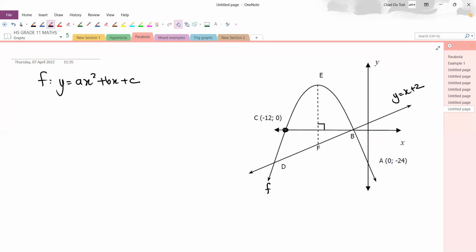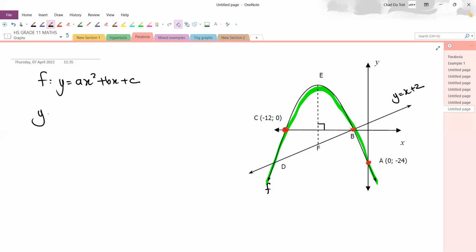Now, I want to know what the equation of the parabola is, this one. Let's look at what I've got. I've got a y-intercept there, and I've got one x-intercept there. I don't have anything else. Is it possible to get the coordinate of B? Yes. How? B is the x-intercept of the straight line. Is that right?